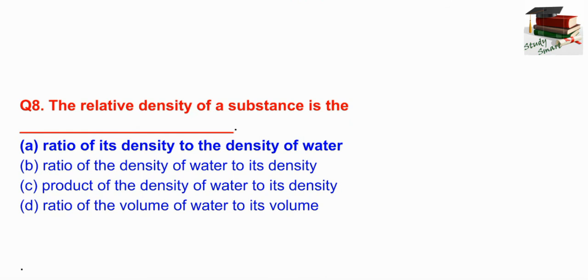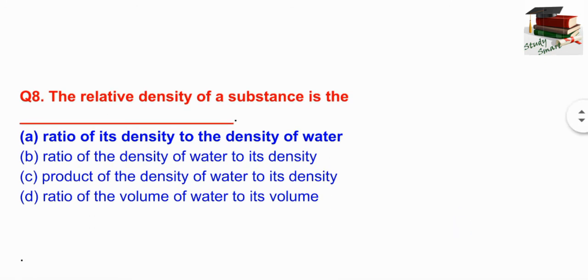Now see the next question. The relative density of a substance is the dash. Option A, ratio of its density to the density of water. Option B, ratio of density of water to its density. Option C, product of density of water and its density. Option D, ratio of volume of water to its volume. So the right answer is option A, ratio of its density to the density of water.